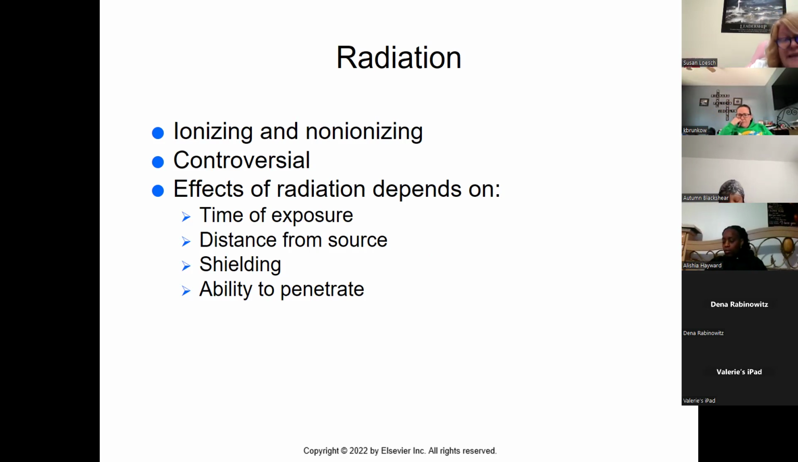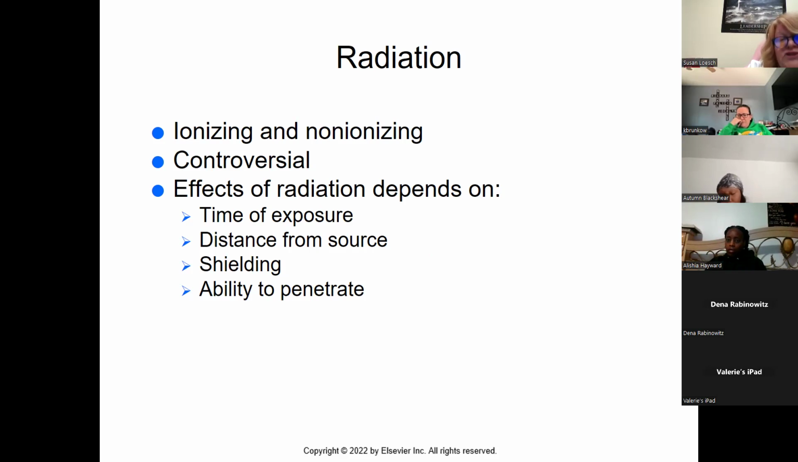So shielding is the apron that they put on you. Okay. They also have a little badge that you can put on. And that badge actually measures the amount of radiation that you're exposed to when you go into that room.